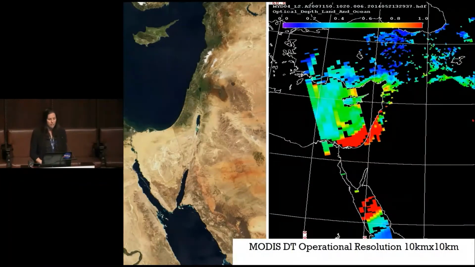So how does it look? This is an example of a study done in my home country, Israel. You see an RGB image on your left, and then you see the MODIS 10-kilometer AOD on your right.